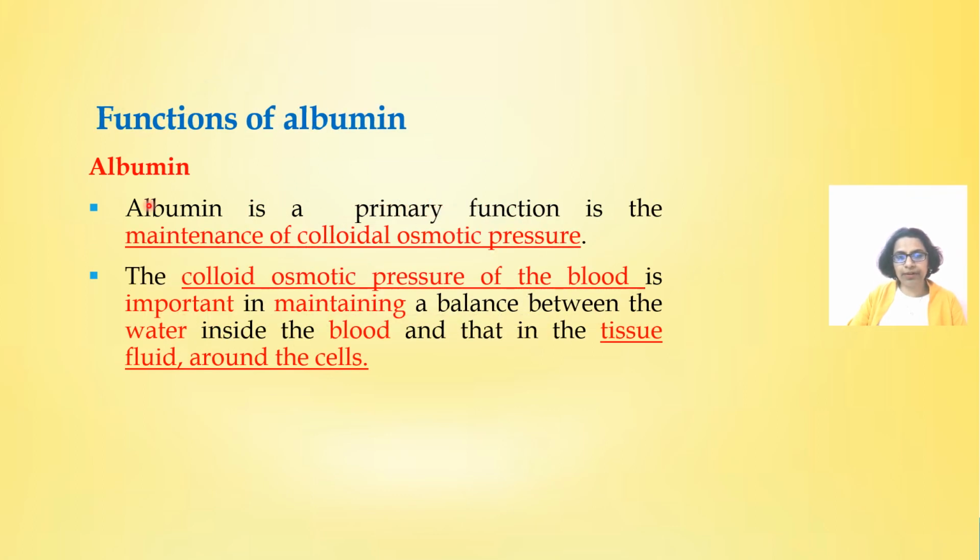Then functions of albumin. The primary function is the maintenance of colloidal osmotic pressure. The colloid osmotic pressure of the blood is important in maintaining a balance between the water inside the blood and that in the tissue fluid around the cells. So how will it be helpful? It maintains our colloidal osmotic pressure.